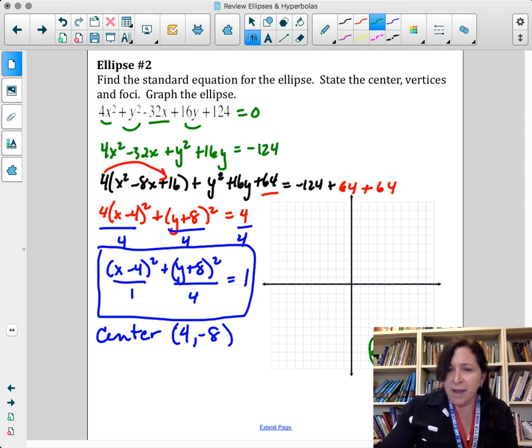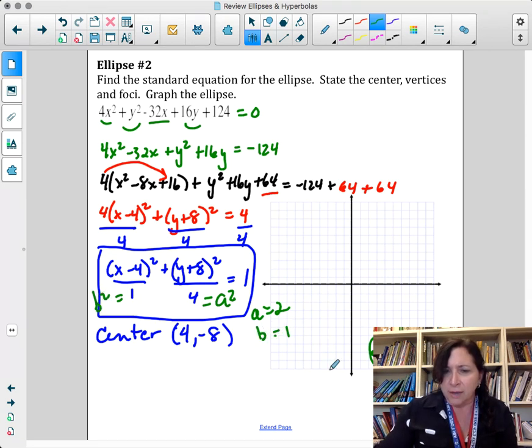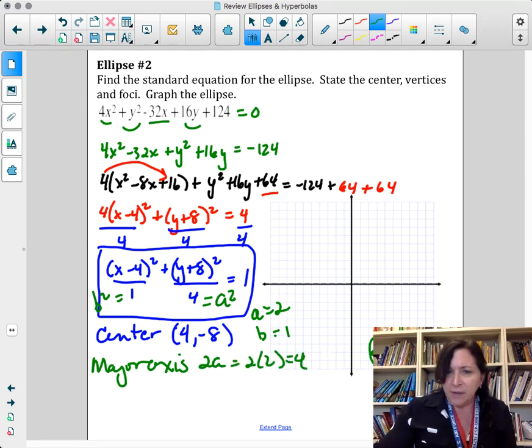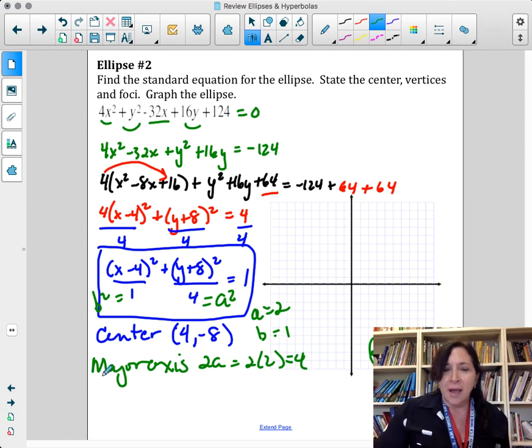This value, which is my major axis because it's larger, is equal to a squared. So that means a is equal to 2. This value is equal to b squared. So that means b is equal to 1. To find my major axis, the length is equal to 2a. So that's 2 times 2, which is 4. If I just counted, that would be okay also. My minor axis is going to equal 2b, which is 2 times 1, which is 2.